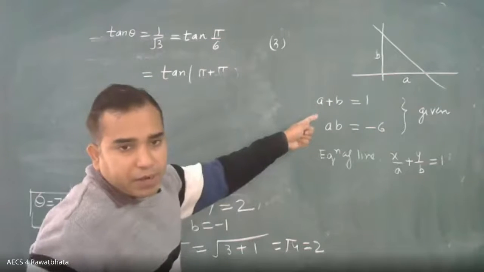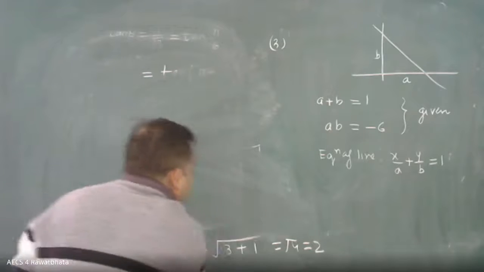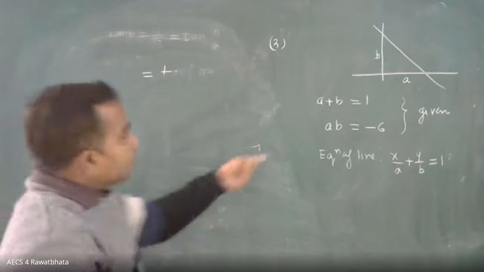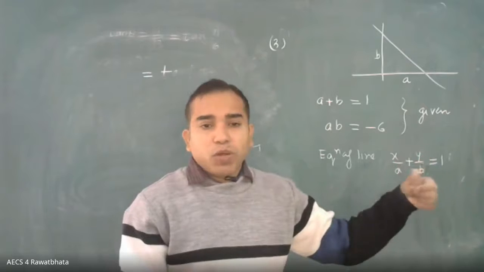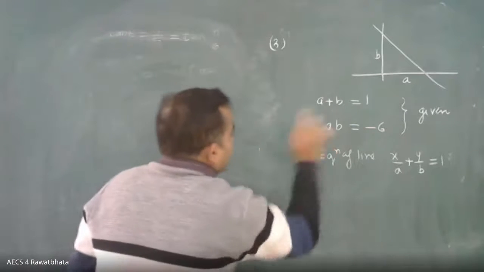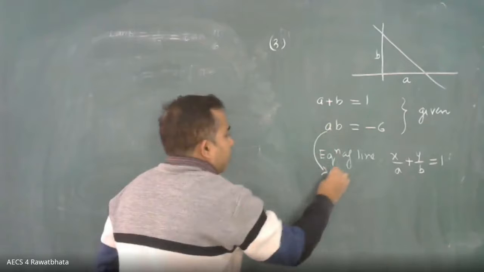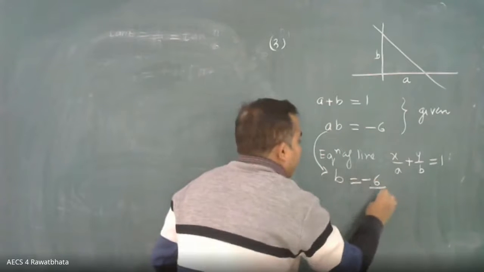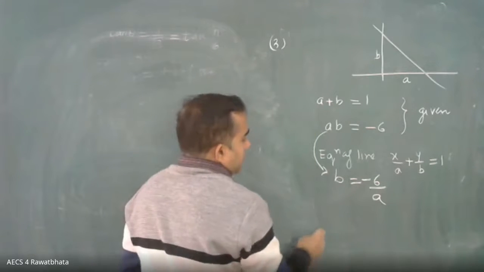Sir, from a b equal to minus 6, get the value of a equal to minus 6 by b, put in 1. Yes, and I'll put it here. Okay, this is what I am going to start with. There is another way too: find a minus b, using the formula a minus b whole square is a plus b whole square minus 4ab. But this I like, this is nice. From here, b equals minus 6 upon a, and this I am going to put in a plus b equal to 1.